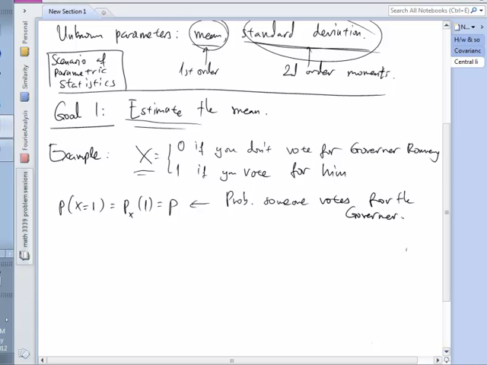Correct? What is the mean of X? So if I want to know the probability model of this random variable, I need to find P. What is the mean of X? It's a Bernoulli random variable. What's the mean of X?